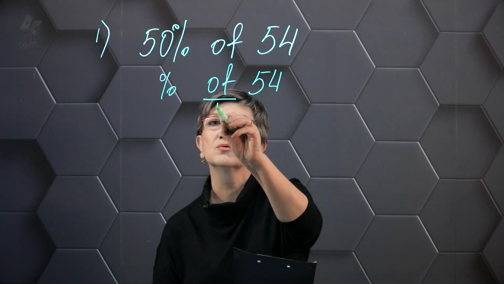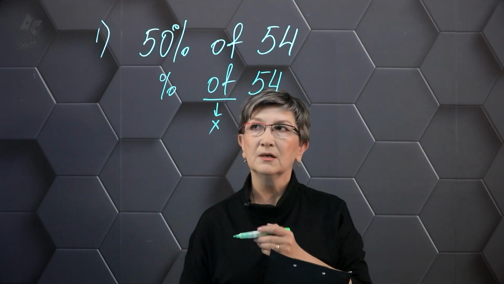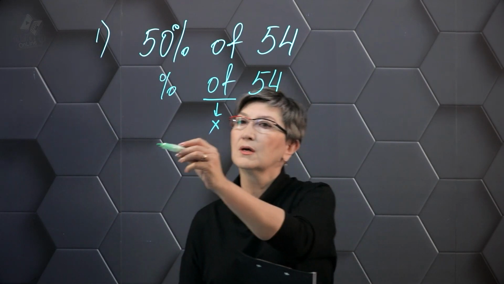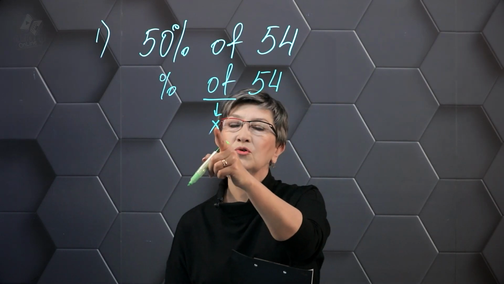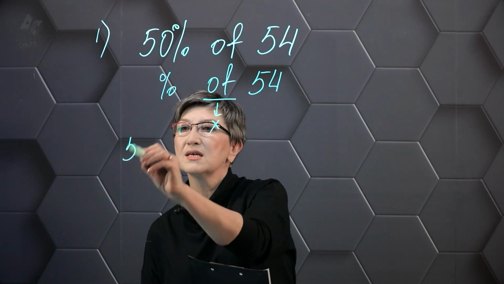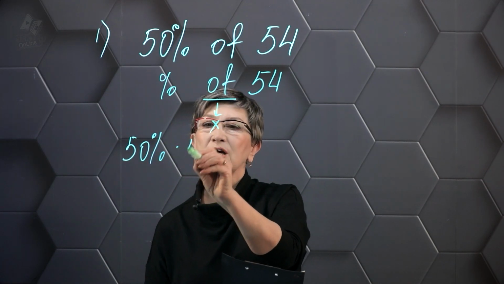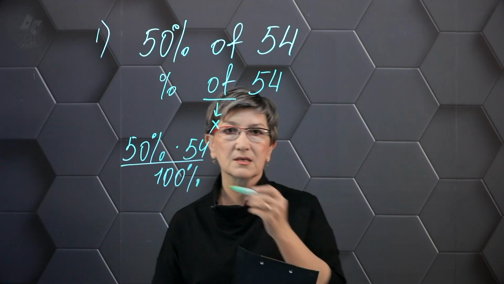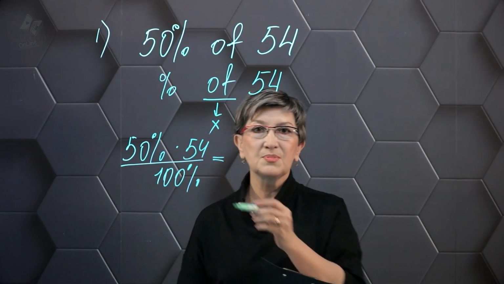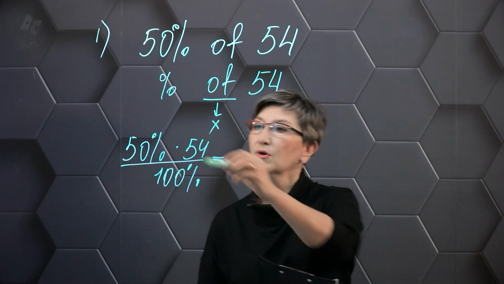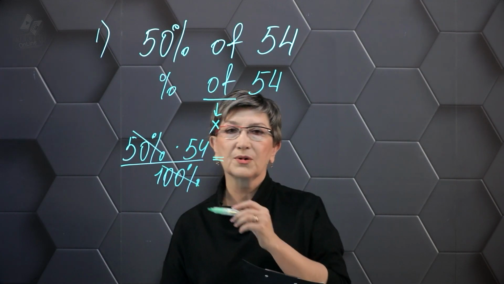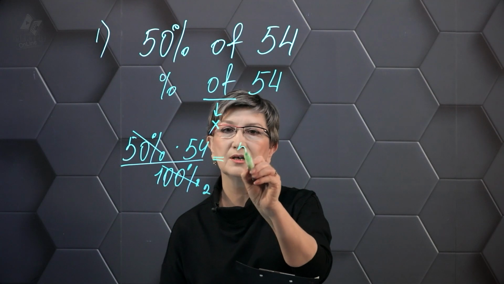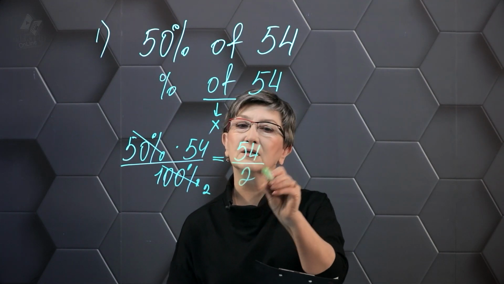To do that, we need to multiply. So I multiply the percentages by the number. I multiply 50% by 54 and divide it by 100%. That's it. I've written down the algorithm and now I'm acting on it. 50% and 100% are reduced. That leaves 2. 54 divided by 2, that's 27.